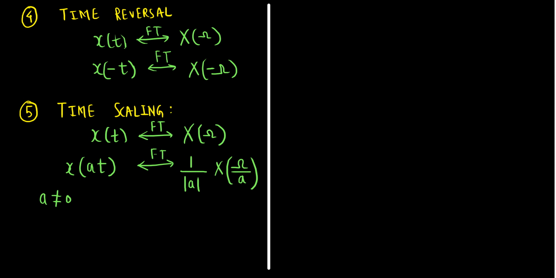In simple words, what this means is that if we stretch the signal in the time domain, it is going to compress in the frequency domain. If we compress a signal in the time domain, it is going to expand in the frequency domain. So it's going to be vice versa. You can see that this scaling factor a is getting inverted in the frequency domain. It comes in the denominator. So if we compress a signal in the time domain, it is going to be stretched in the frequency domain.